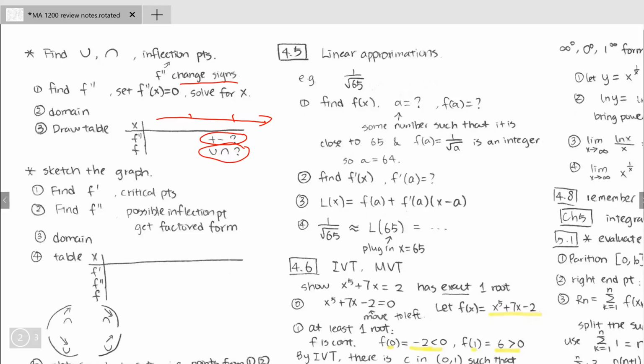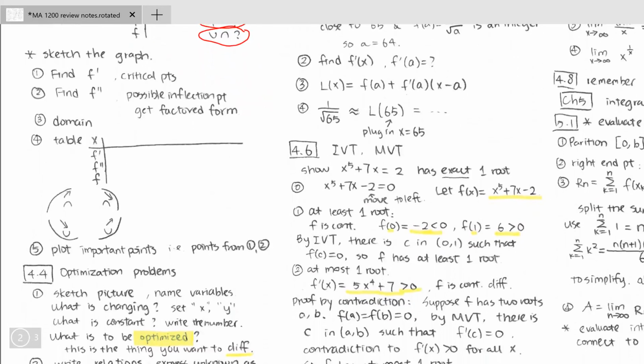Okay? And we also have a type of problem where I ask you to sketch the graph. So this is a longer problem. We're going to find the first derivative, and we find the critical points. Then we find the second derivative, we find the possible inflection points, and we want to get factored form. Then we want to look at the domain, and then we want to draw a combined table. So this combined table has f prime, f double prime, and f. The domain is separated by the critical points and the possible inflection points.